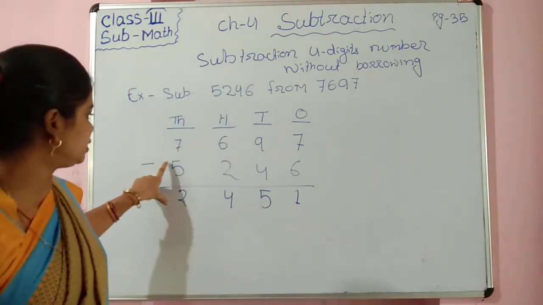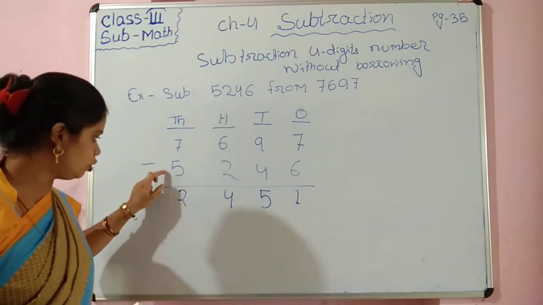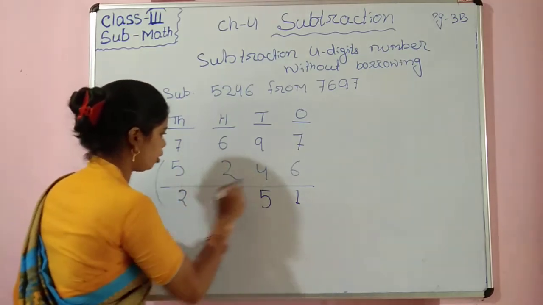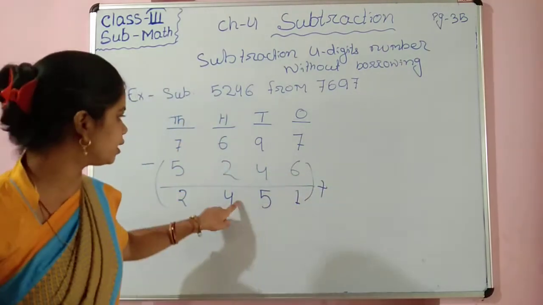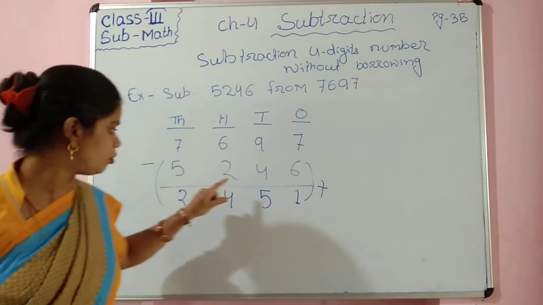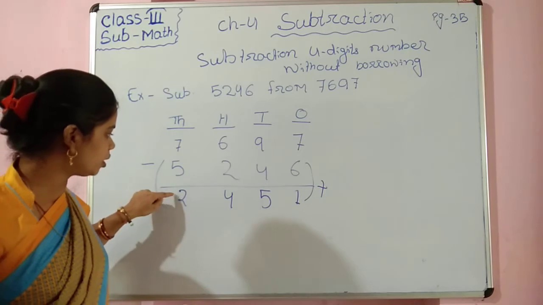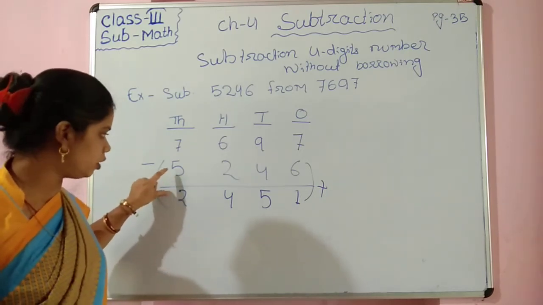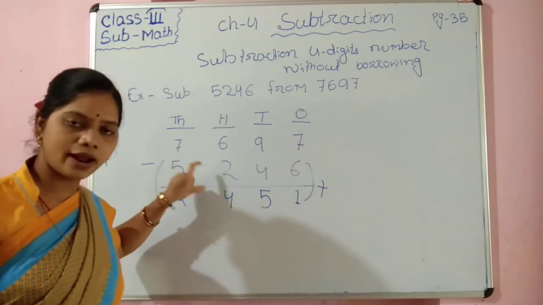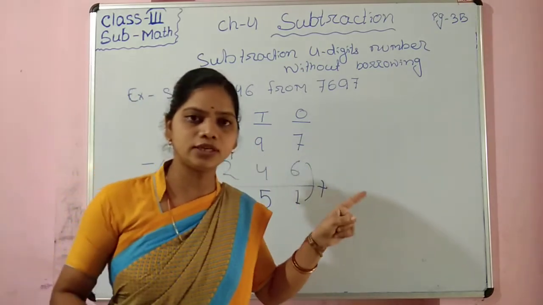Now how do we check? We add the smaller two numbers. If we get the greater number, then our answer is correct. If our addition result is equal to this number, then our answer is right.